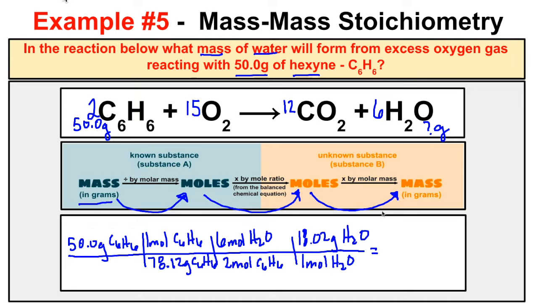So now you take your calculator out, and we'll take 50.0 divided by 78.12 times 6 divided by 2 times 18.02, and we should end up with a final answer of, let's see, we have 3 sig figs here. Our answer must only be 3 sig figs, 34.6 grams of water. Grams of C6H6 cancel. Moles of C6H6 cancel. Moles of water cancels, leaving you with grams of water left over. So if you have 50.0 grams of this reacting with excess amount of oxygen gas, it's going to produce 34.6 grams of water.